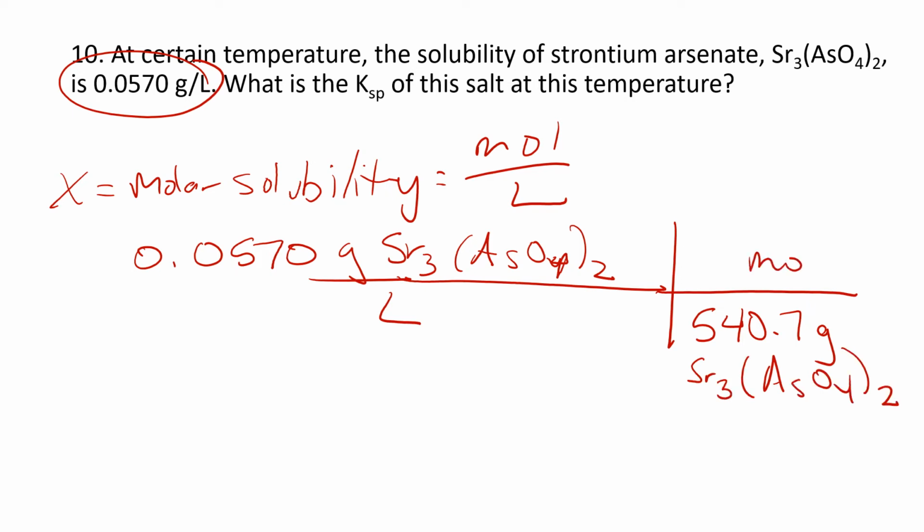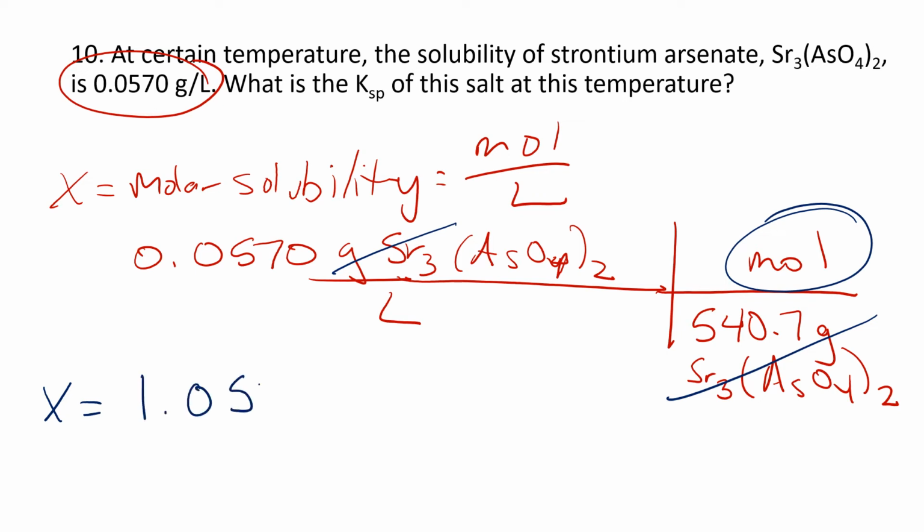And that's per mole. The reason I put it on the bottom is because I want the grams to cancel out and be left with just moles over liter. So my x is going to be 1.054 times 10 to the minus 4 moles per liter of Sr3(AsO4)2.